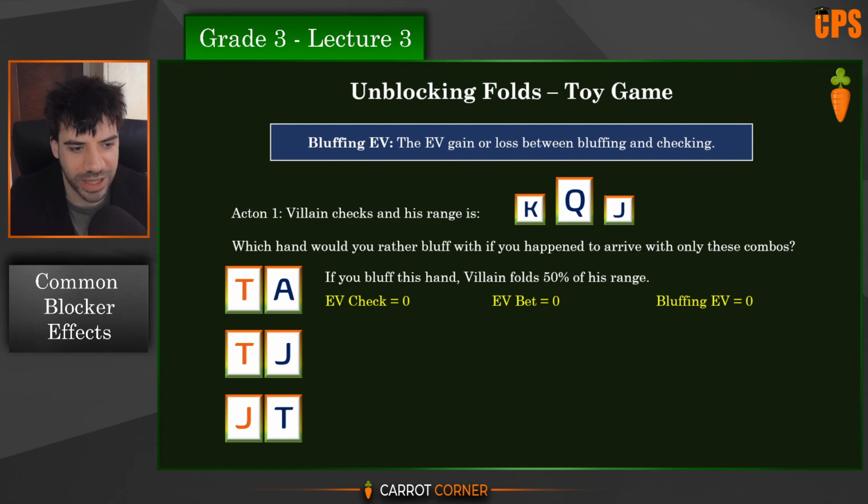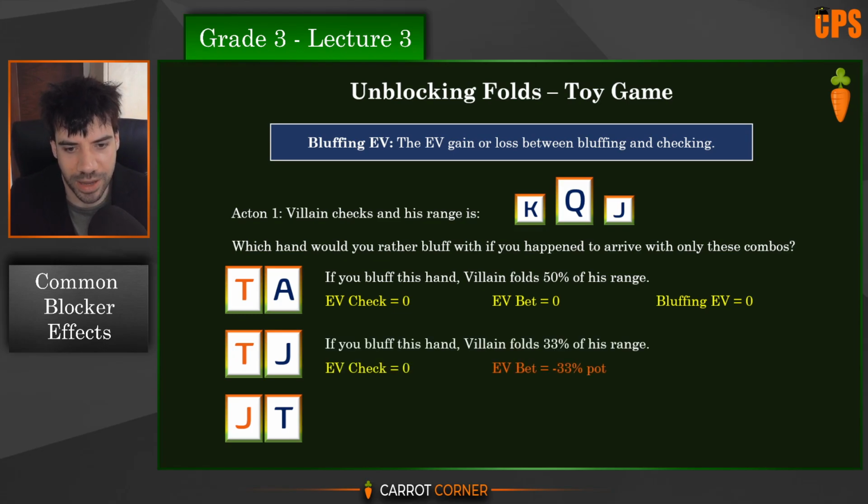Next up, we have the 10 of orange. Again, we have the nut low here, so to speak, and this time our blocker is a jack. This time, villain is going to be folding way less often, because we're going to remove the hand he's pure folding from his range. By holding the blue jack, we make it impossible for our foe to have a jack, and therefore they will call half of the queen, all of the king, and just fold the remaining half of the queen. That's 33% fold equity.